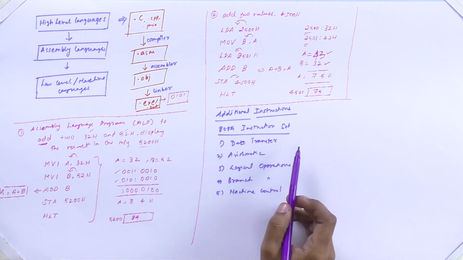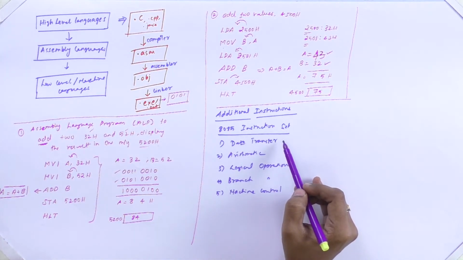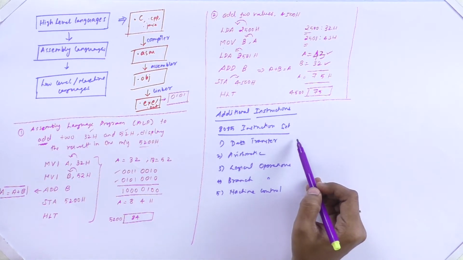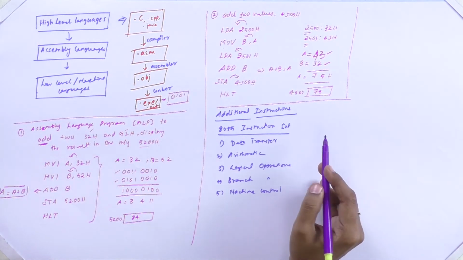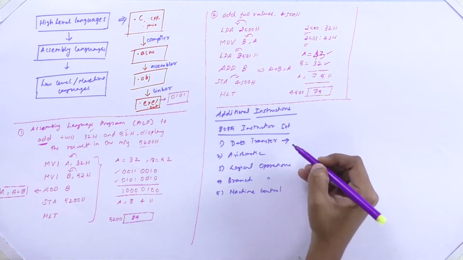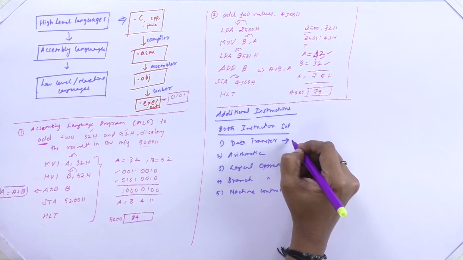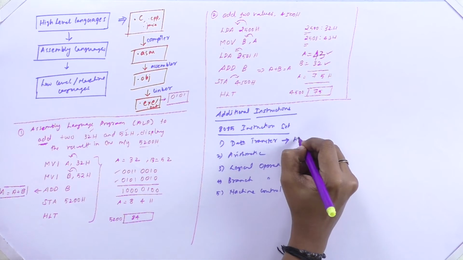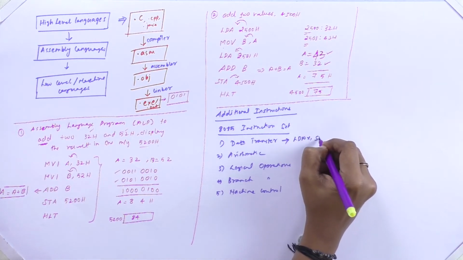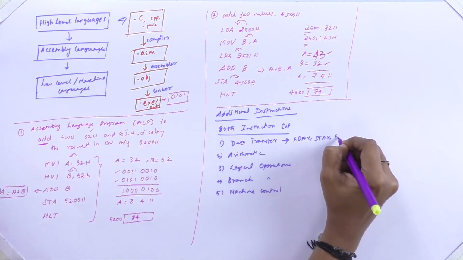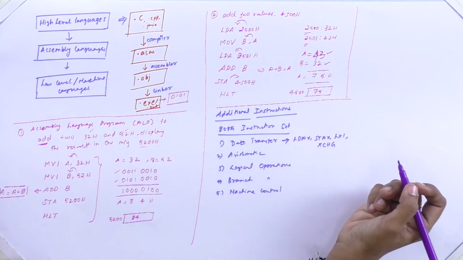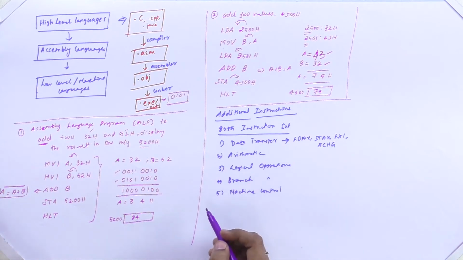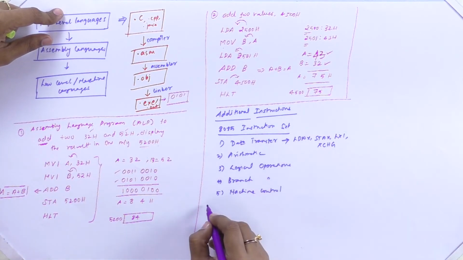So for data transfer, the basic instructions we have discussed are move immediate, LDA, STA, that is load accumulator, store accumulator, IN and OUT. Now we are going to discuss additional instructions such as LDAX, STAX, LXI and XCHG, exchange. Let us see one by one.